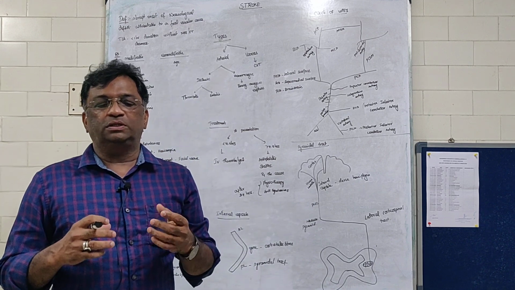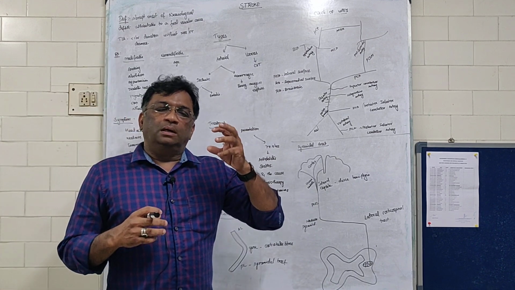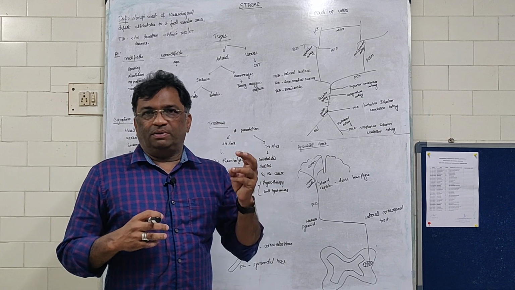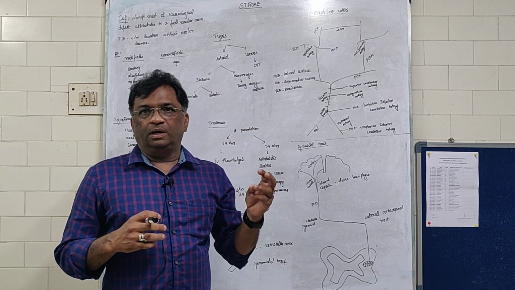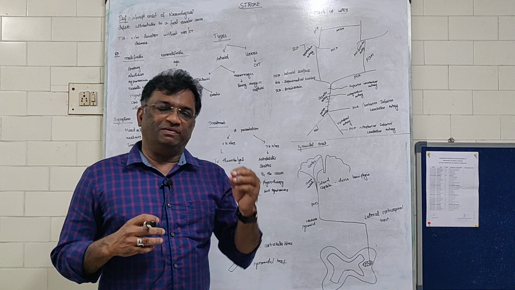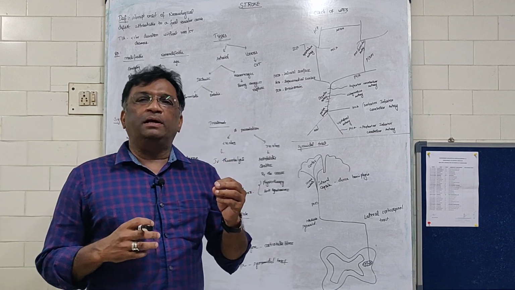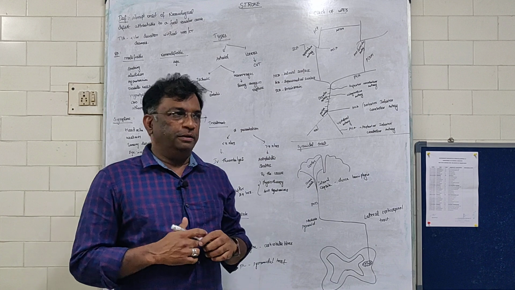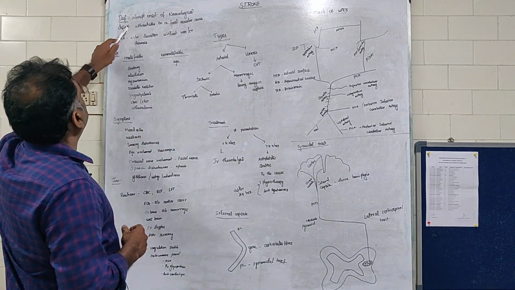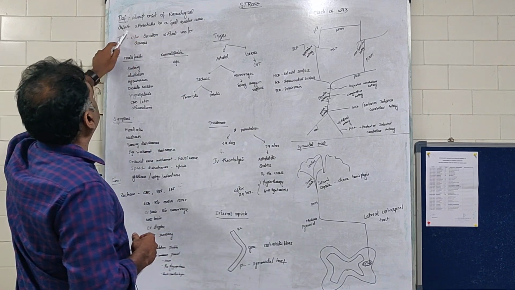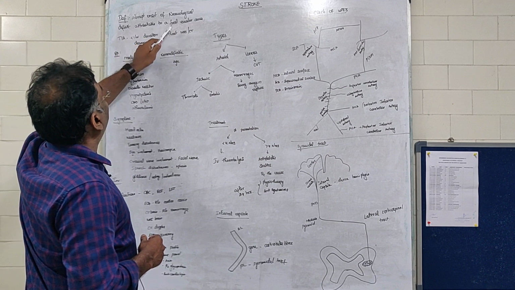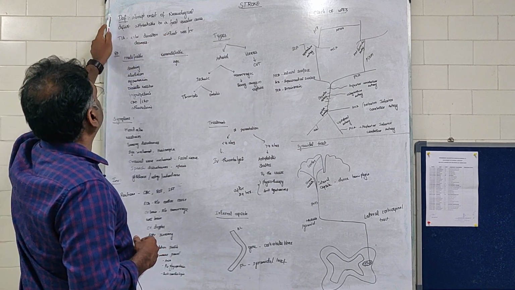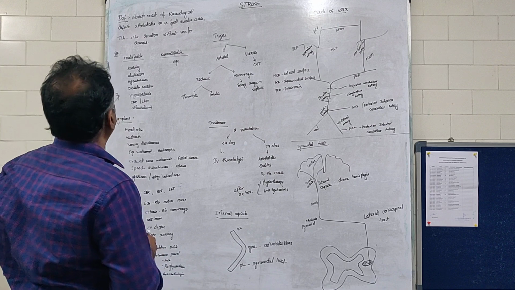So stroke is a condition where the blood supply to some part of the brain is interrupted, either because of a bleed or because of a block, and depending on which part of the brain is affected, you will have symptoms accordingly. So: abrupt onset of neurological deficit attributable to a focal vascular cause. That's the definition of stroke.